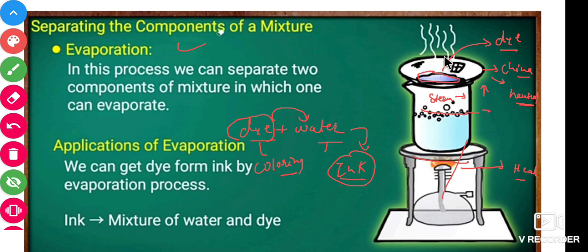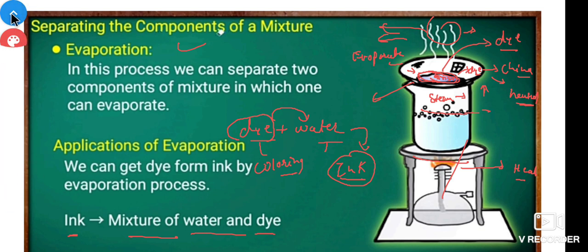How? The water just evaporates by the heating. When all the water has evaporated, then only the dye content will be left in the china dish. So now the water is going up, and only the dye containing colors is present in the china dish. So this is the evaporation method. By this we can separate the dye from the water. Okay, so this is the ink, a mixture of water and dye.